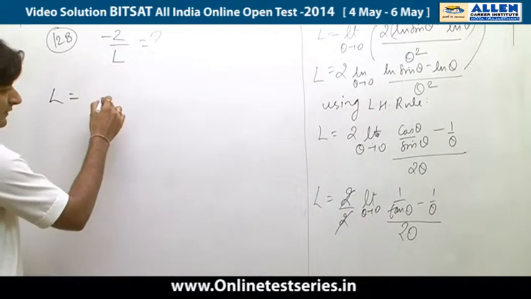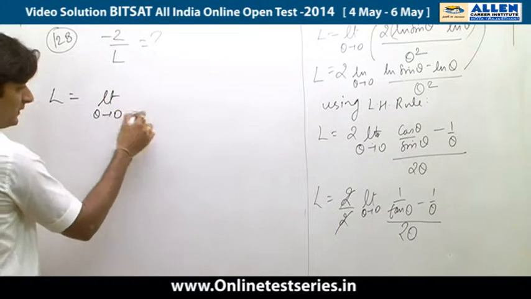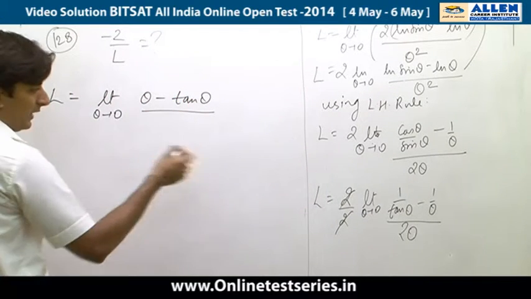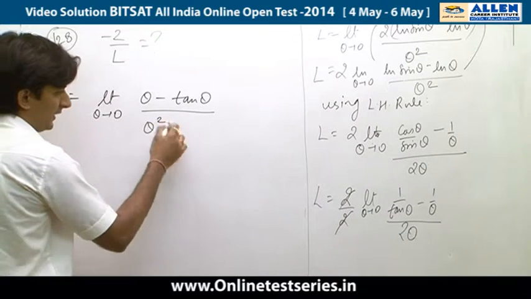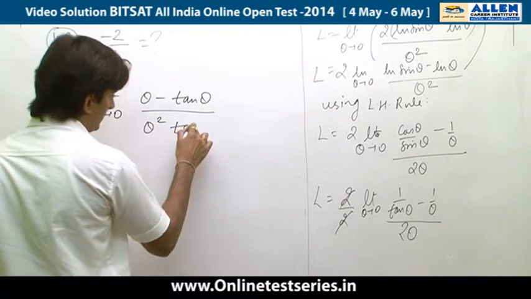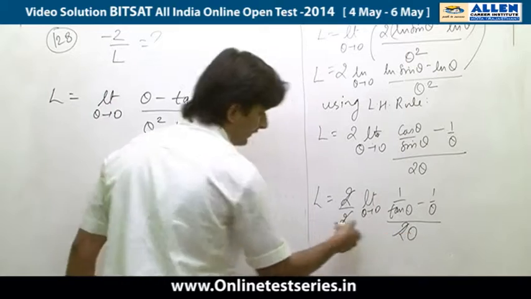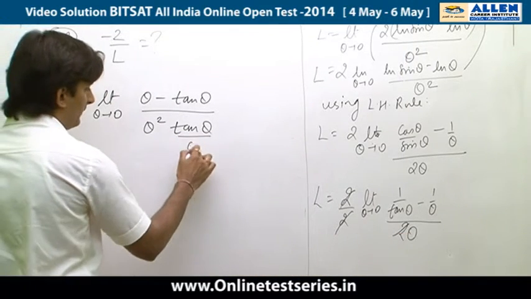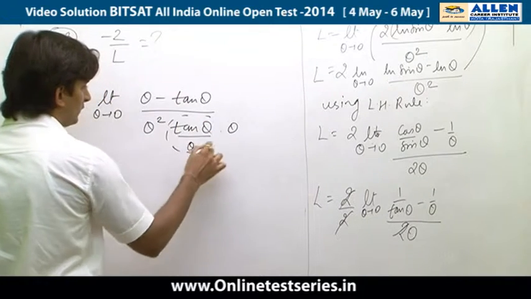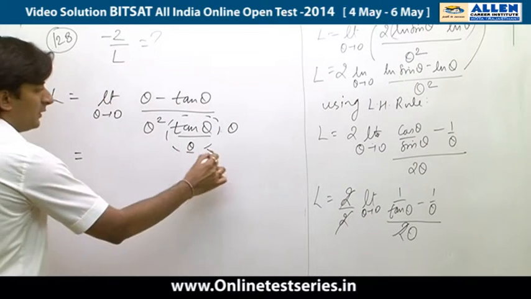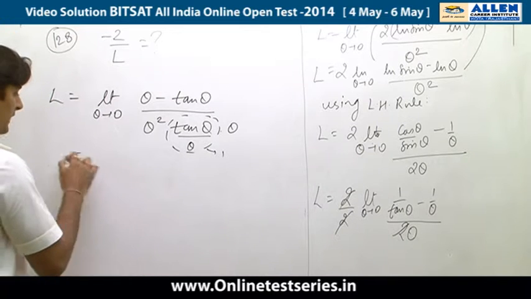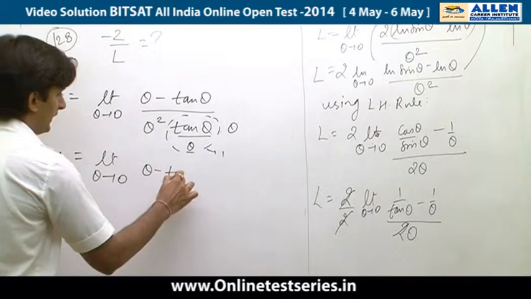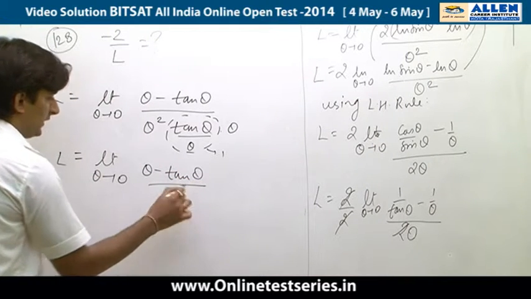So we can write L as L equals limit theta approaches 0 of (theta minus tan theta) over, and from the LCM we get, theta square tan theta. This 2 had come outside, so we get this. And now for this tan theta, we can multiply and divide by theta, so that as theta approaches 0, this will become standard limit 1, and we get L is equal to limit theta approaches 0 of (theta minus tan theta) over theta cube.